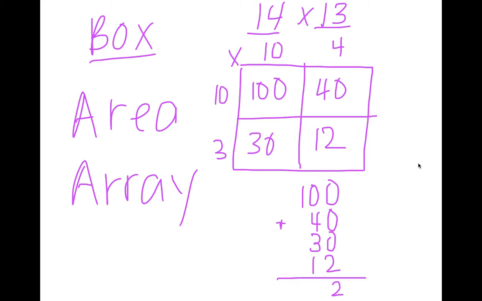So 0 plus 0 plus 0 is 2. 0 plus 4 plus 3 plus 1. 4 and 3 make 7 plus 1 is 8. And bring down the 1. So the answer is 182.